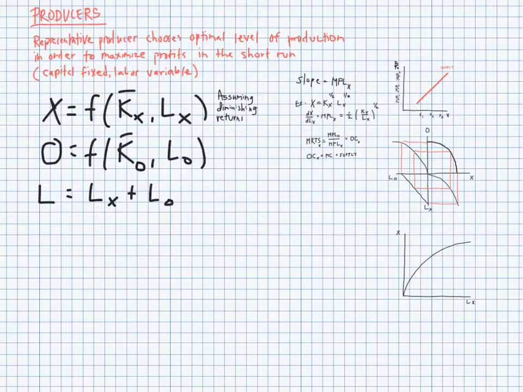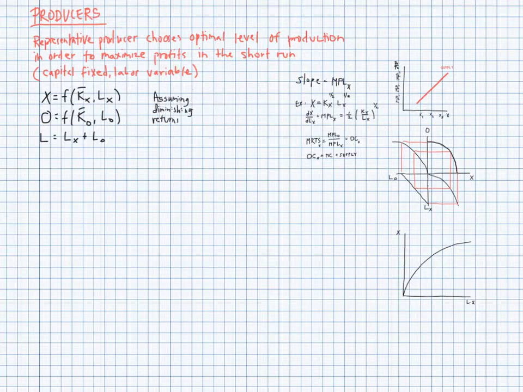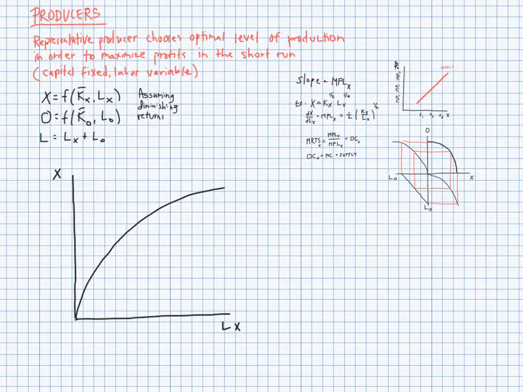And obviously, if you add up all the workers in the X industry and the O industry, we'll have all the workers being employed here. And the most important thing about these production functions is that we would assume that they satisfy diminishing returns. And if they do, then you know that the production function is going to look something like this. And what we have here is that, if you find the slope of this production function, that's going to give us the marginal product of labor in this case, the X industry.